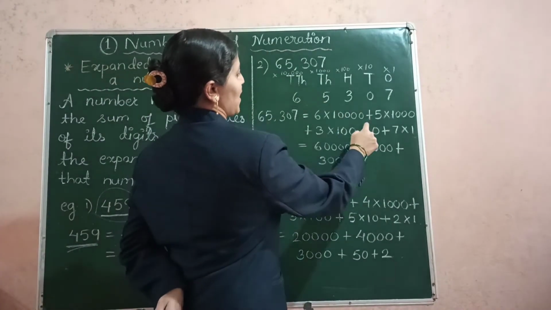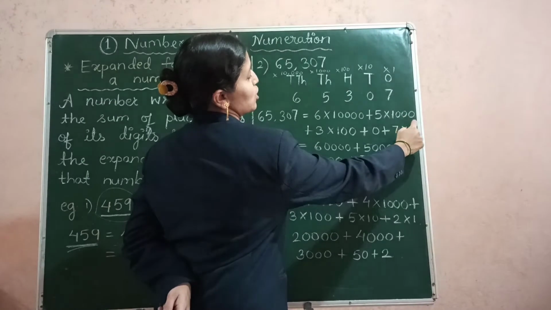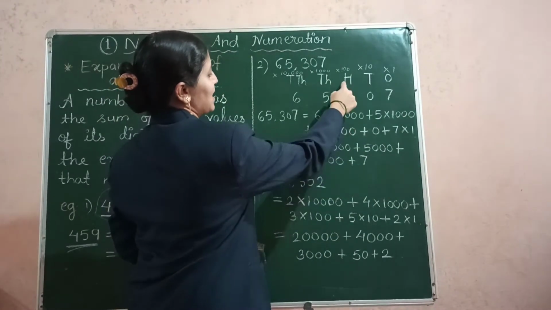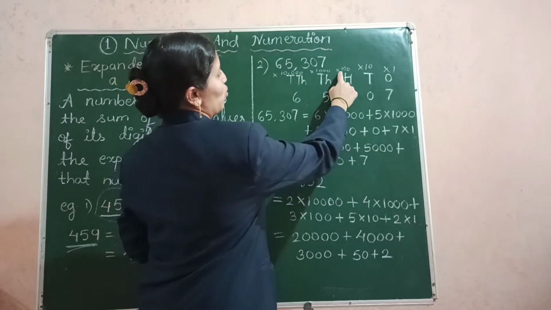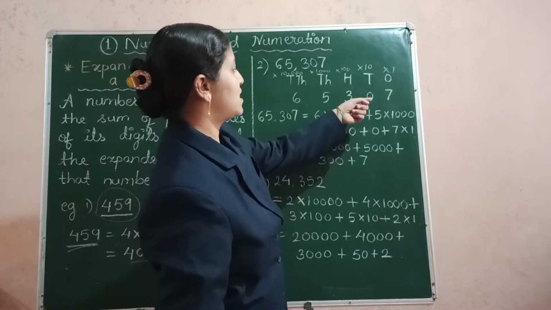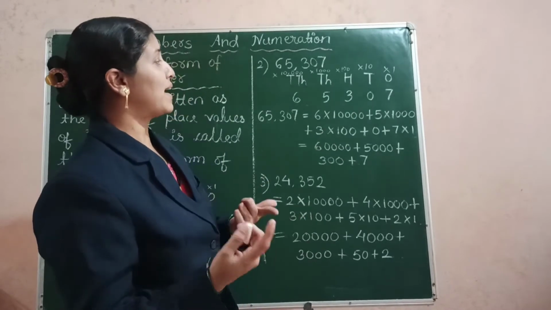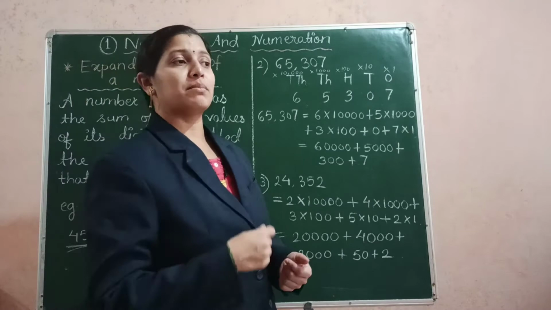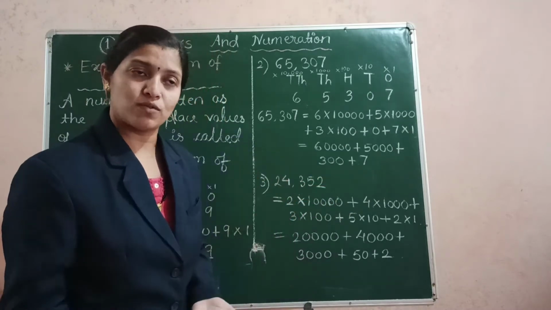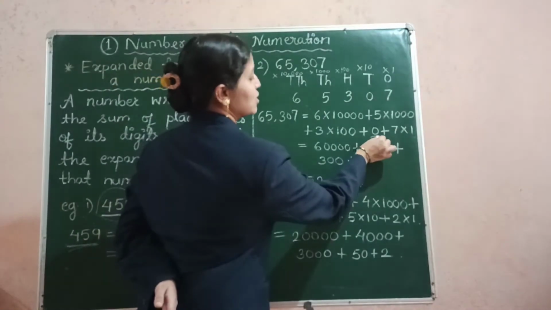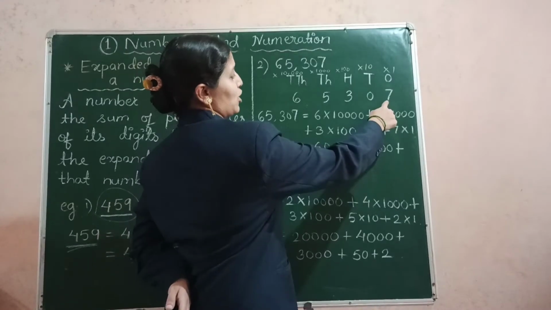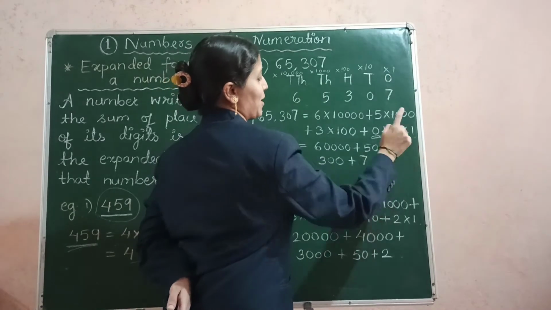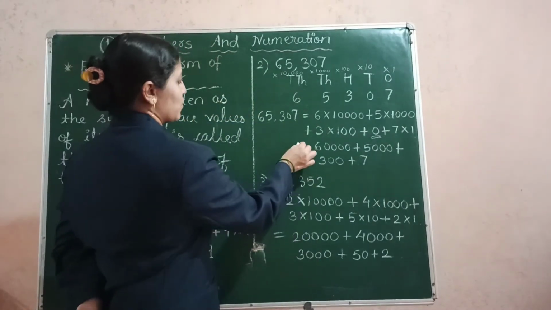So 1000 is having 3 zeros. So plus 5 into 1000. 3 zeros you can see. 100 is having 2 zeros. So plus 3 in hundreds place multiplied by 100. Plus this is 0. 0 multiplied by 10 becomes 0. If 0 is multiplied by any number, maybe 1, 2, 3, the answer is always 0. So I have written 0 here. And the next is units place, that is ones place, we have 7, it should be multiplied by 1.